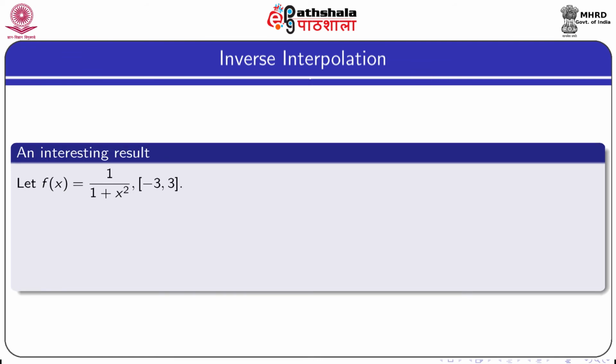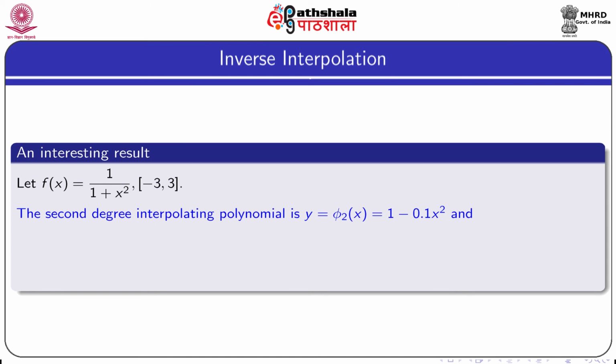Let f(x) be a function which is equal to 1 by 1 plus x square, and it is defined on the closed interval minus 3, 3. So, for this function the second degree interpolating polynomial is y equal to phi 2x equal to 1 minus 0.1 into x square. This is the second degree approximate polynomial for the function f(x).